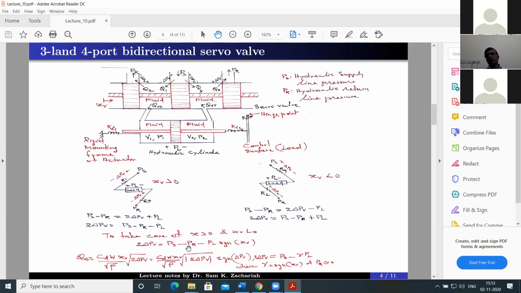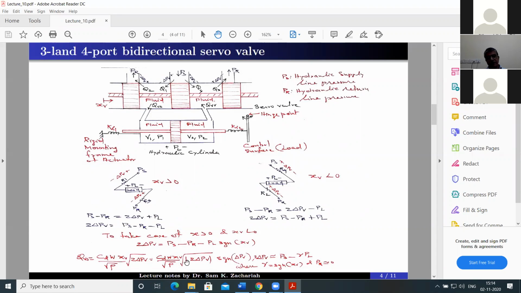Say 2 delta PV, suppose the polarity becomes negative, what will happen? The direction of flow will change. Now, 2 delta PV positive means PS minus PR minus PL is positive. That is, this is at a high pressure level and here there is a drop. This drop is positive and this PL drop in this direction also is positive. And here also it is positive, so the flow will be along this direction.